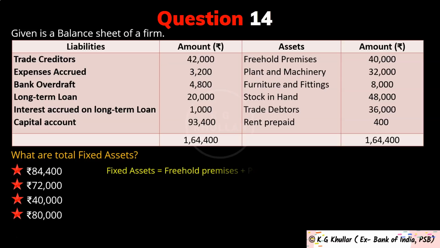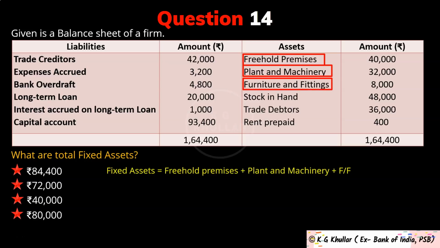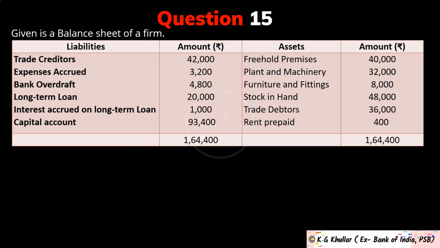Friends, fixed assets are purchased for the purpose of operating the business and not for resale, as these are required in the business for longer time period. Now in the balance sheet given, the fixed assets for the firm are, first is freehold premises, that is rupees 40,000, then plant and machinery equals 32,000 and lastly furniture and fittings equals rupees 8,000. So total fixed assets will be sum of all these, that is 40,000 plus 32,000 plus 8,000 equals rupees 80,000. Thus the correct option for the given question is option D.